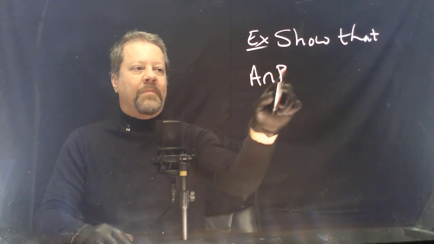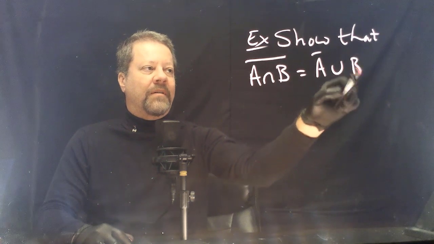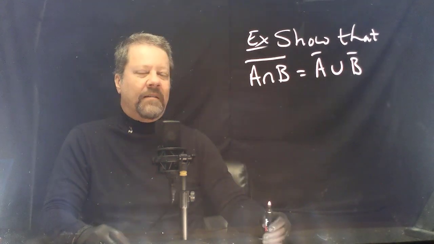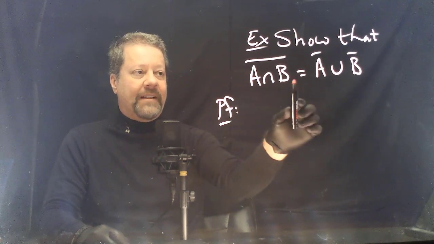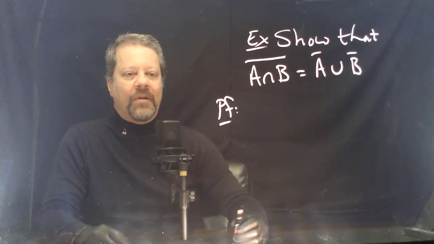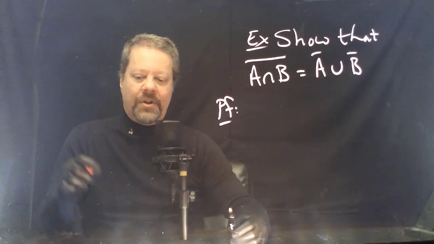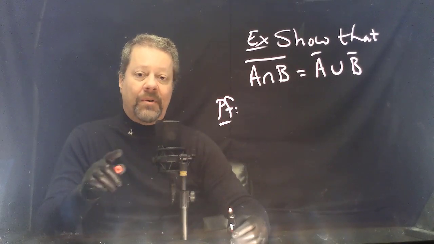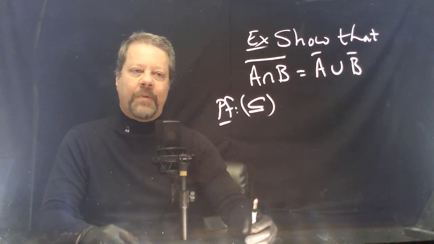Let's show that A intersect B complement is A complement union B complement. In our proof, we have to show this set is equal to another set. And remember, the only way to show some set A is equal to some set B is to show A is a subset of B and also B is a subset of A. So let's do this way first.